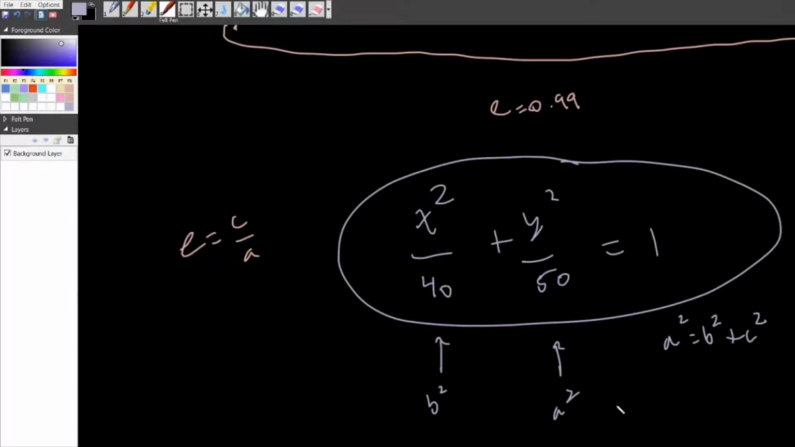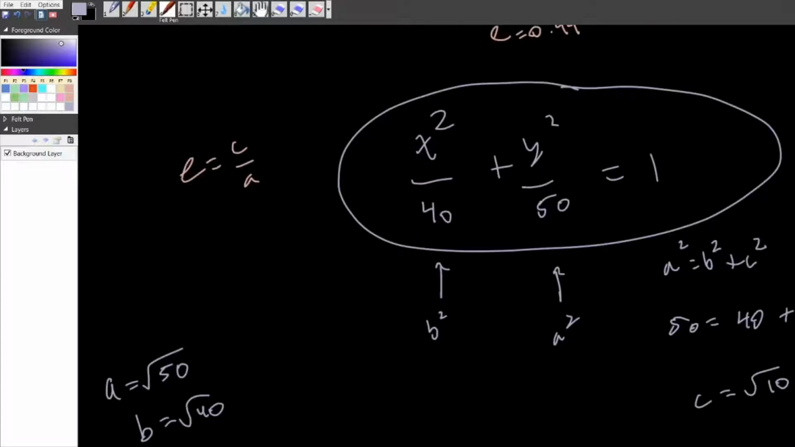Okay, so we get a squared equals 50. So a is square root 50. We don't need b. Well, actually we do, sorry. b is square root 40. A squared equals b squared plus c squared, so 50 equals 40 plus c squared. So c squared is 10, or c is root 10. So now I have c and a.